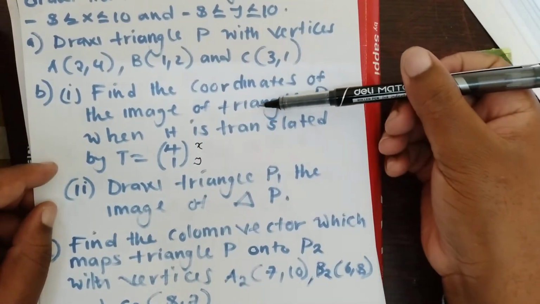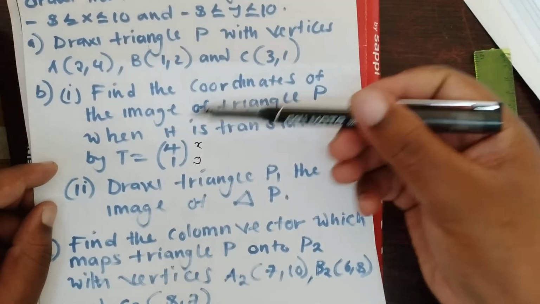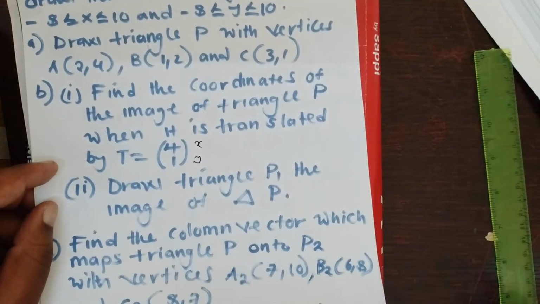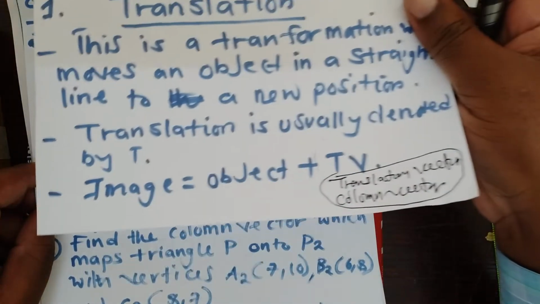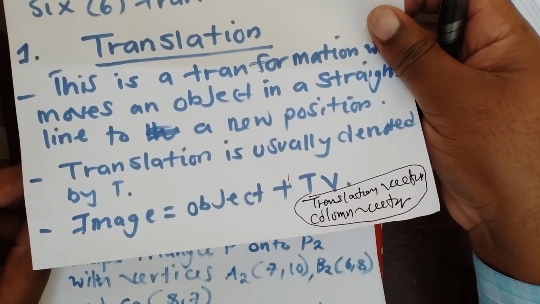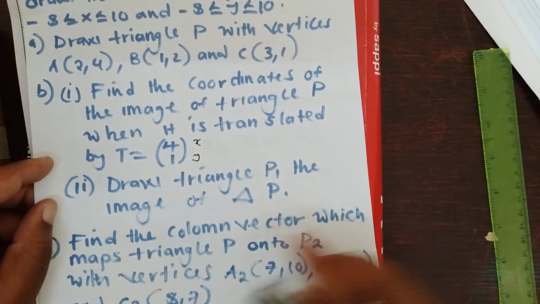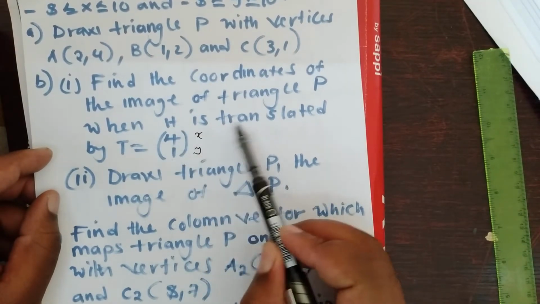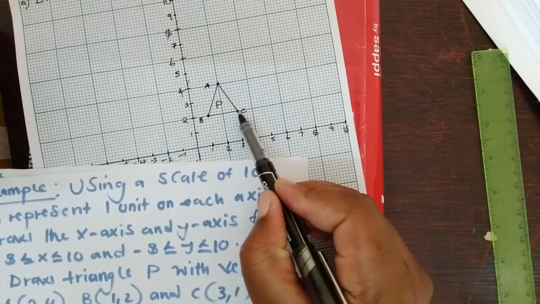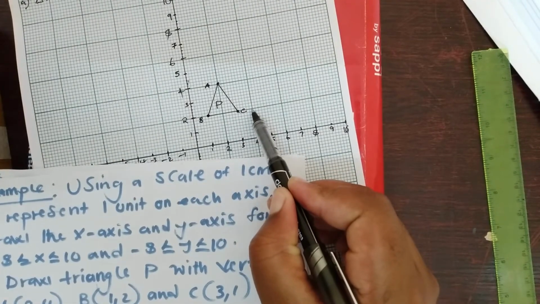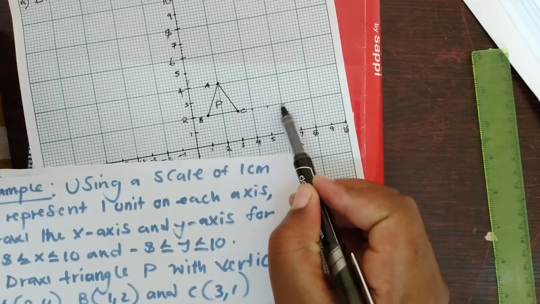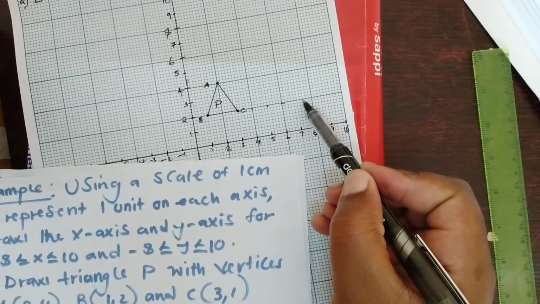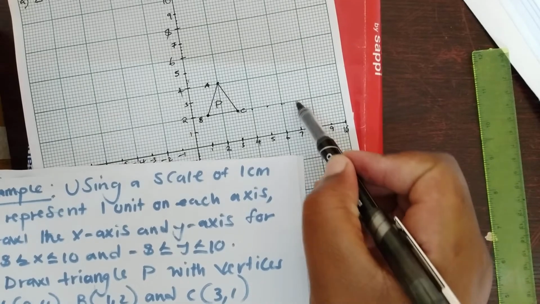So to find the coordinates of the image, like I was saying, you can go direct or use the formula. Image is equal to object plus translation vector. So now, let's use the two methods, where we go direct. We are saying x is 4, y is 1, meaning 4 steps to the right and 1 step upwards. So from here, each point, you have 1, 2, 3, 4. 4 will take you to here, 7.